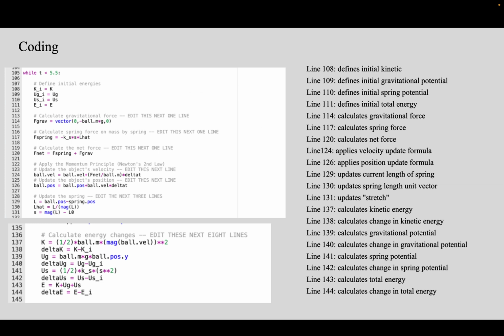spring, line 130 updates the spring length unit vector, line 131 updates stretch, line 137 calculates the kinetic energy, line 138 calculates the change in kinetic energy, line 139 calculates the gravitational potential, line 140 calculates the change in gravitational potential, line 141 calculates spring potential, line 142 calculates the change in spring potential, line 143 calculates the total energy, and line 144 calculates the change in total energy.